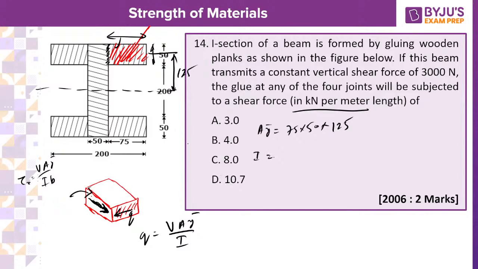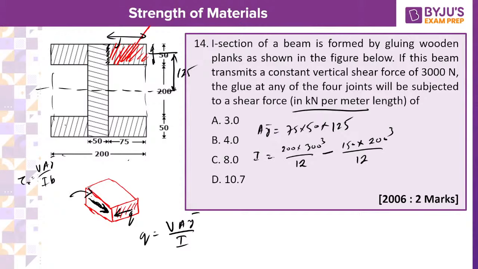Okay, then first of all we'll calculate the total. Take the total box, BD cubed, the complete box first of all. B is 200 and D is 50 plus 200 plus 50, that is 300. So BD cubed by 12, and then minus. 200 minus 50 is 150, so I can take B, and depth is 200 only, BD cubed by 12. That's all. This will be your I.